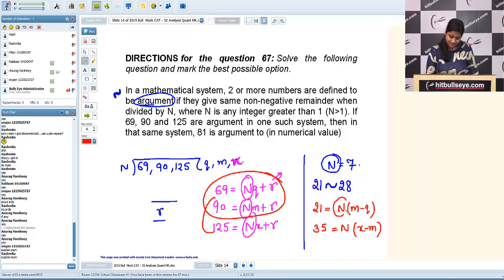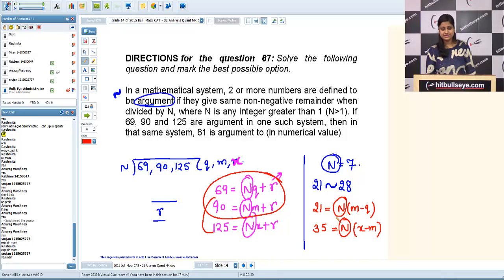Now, we want to calculate the value of n. Obviously, 21 can be written as n into something. So, n will divide 21, n will divide 35 as well. So, the number which is dividing 21 and 35 both, n can be 7. So, we got the value of n as 7. Now, we can divide 81 by 7 and we can get the remainder. So, remainder will be 4. Clear?